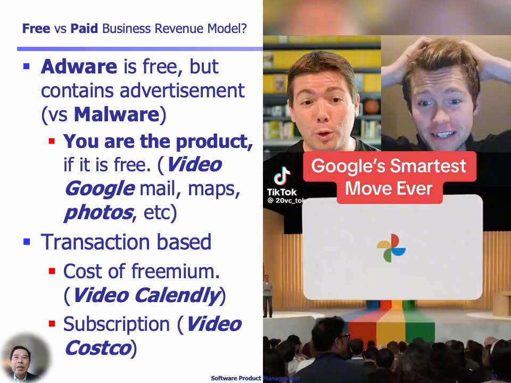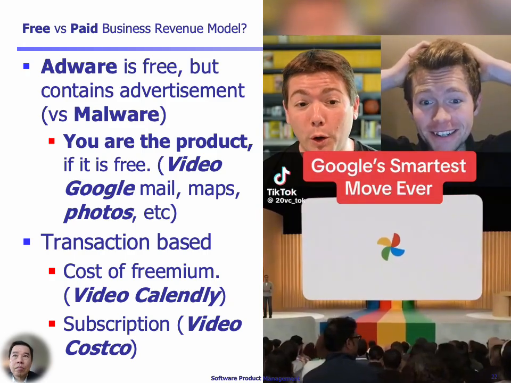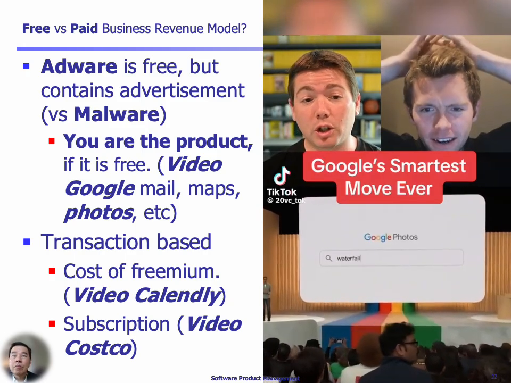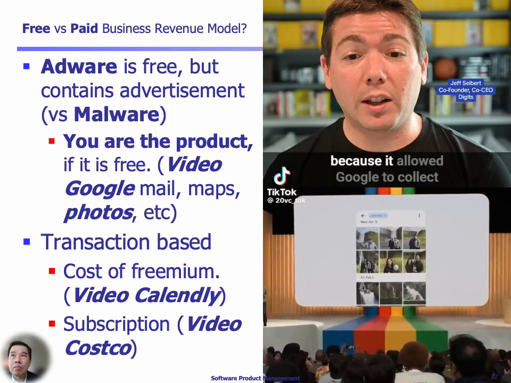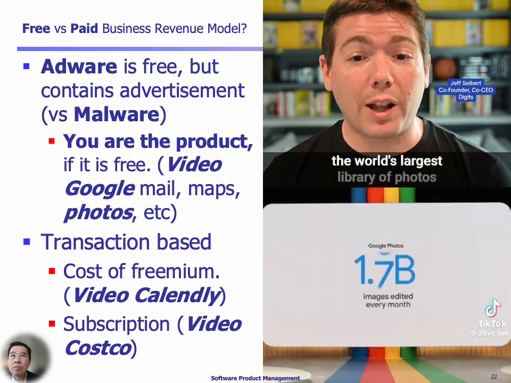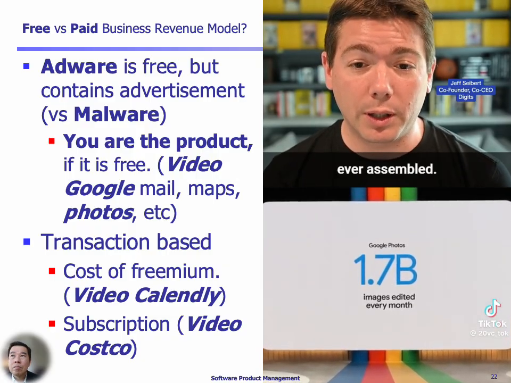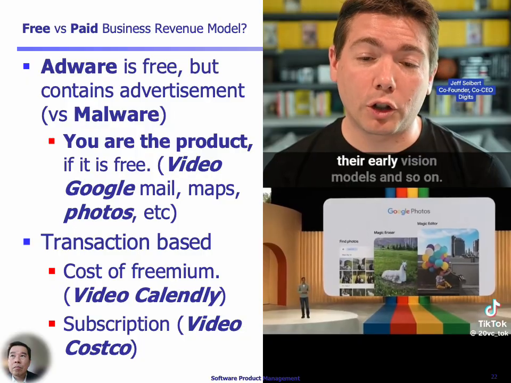We're going to look at 3 examples. We're going to look at Google, we're going to look at Calendly, and we are going to look at Costco. Google Photos, potentially one of the most strategic products ever launched, because it allowed Google to collect the world's largest library of photos ever assembled.